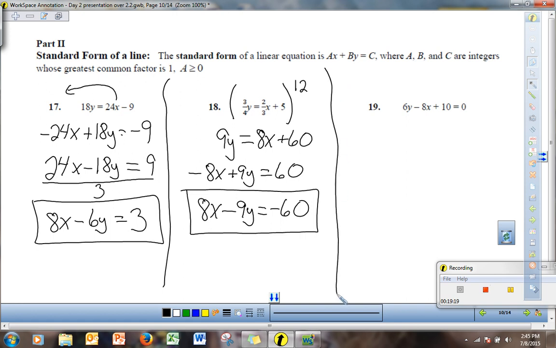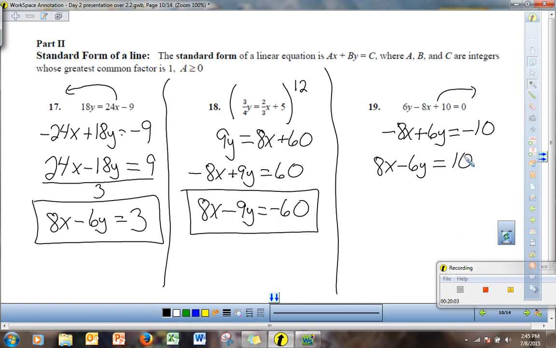Here's number 19. It's kind of an easier one. I need x and y on the same side, and then I need the constant on the other side, but I need the x first. So notice, guys, that x and y are already on the correct side, the left side, so I need to get rid of this 10. But I need to write the x first. So instead of 6y minus 8x, I'm going to write negative 8x plus 6y equal negative 10. That way I just flipped them because the x has got to be first. Now I need the x to be positive, so I've got 8x minus 6y equal 10.